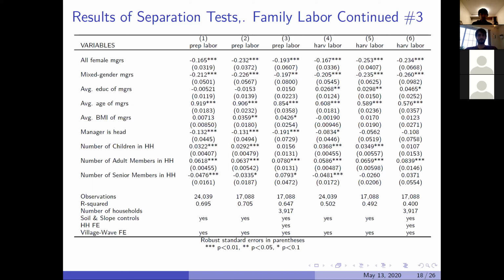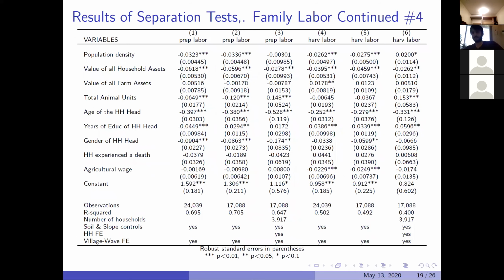Yes, the all-female manager one is very convincing as well. I'm moving quickly because I want to get to the hired labor parts also. Okay, and we see population density, an increase in population density. And I didn't review this, but this data is coming from satellite inferred population estimates, which are constructed from daytime satellite imagery. That data is available for free. It's called LandScan. It's mentioned in the paper. And if anybody has any questions about that, you can ask me after.